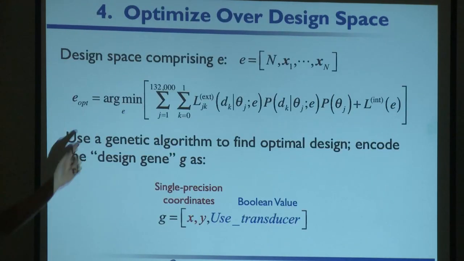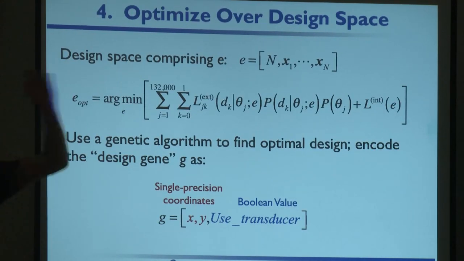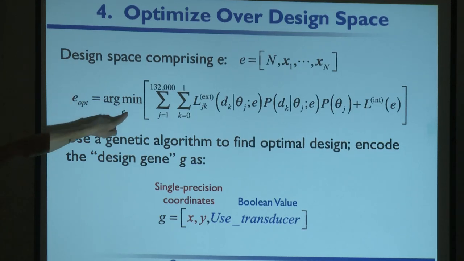Okay? So once I had that, now I can do the global optimization problem. I have the detector. Let's figure out where to put the sensors, how many to use and where to put them. So now I'm going to do the minimization over all the possibilities of where to put sensors on that wing.